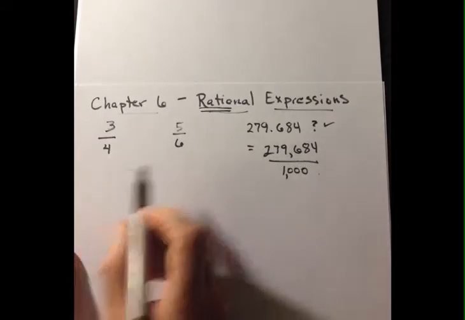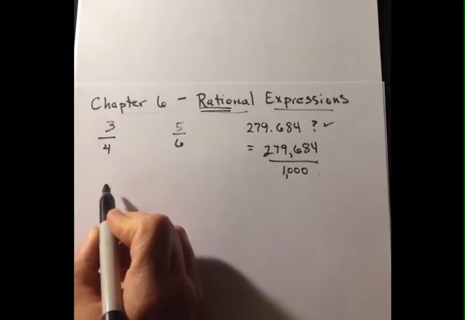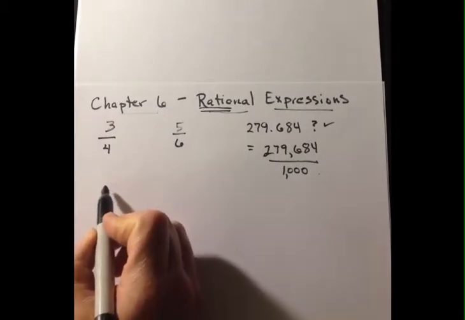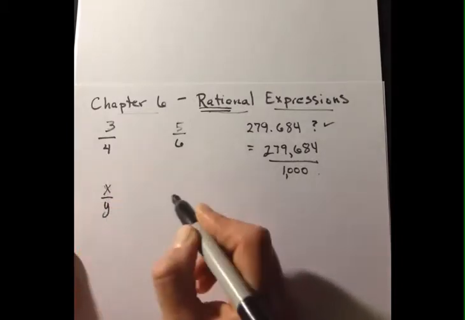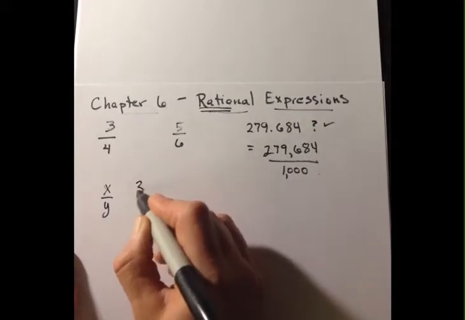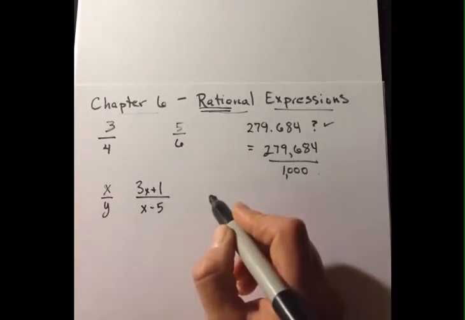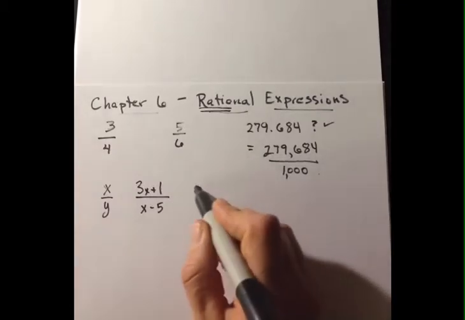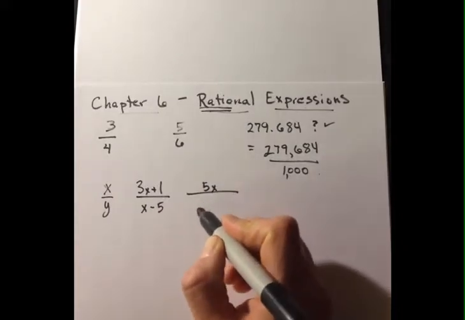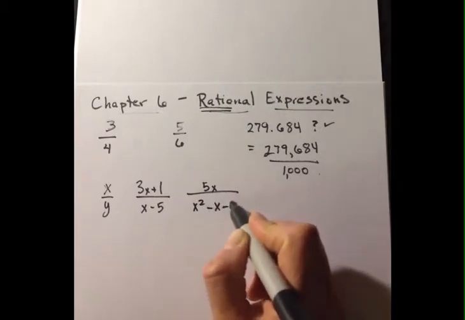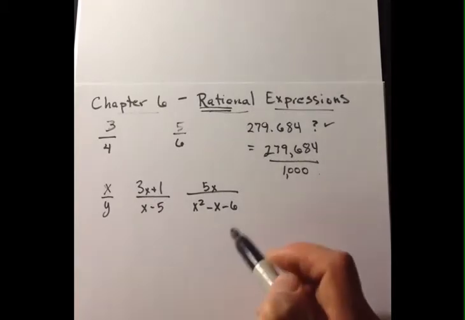In the case of rational expressions, they are a ratio of two polynomials. So for example, say x over y, or 3x plus 1 over x minus 5. Or say 5x over x squared minus x minus 6. All of these are rational expressions. They're ratios of two polynomials.